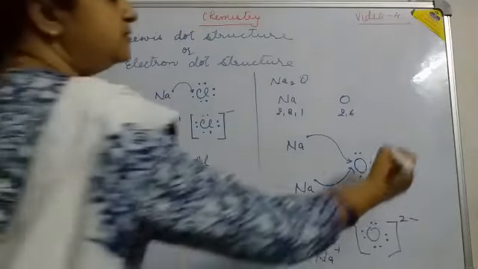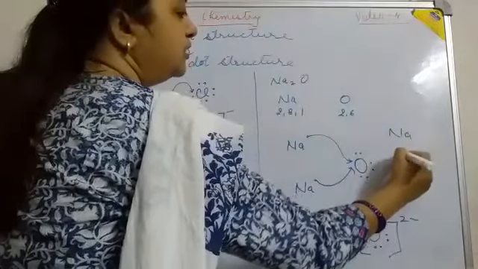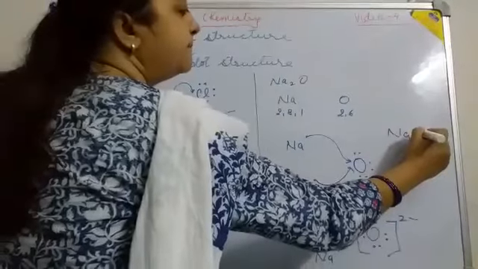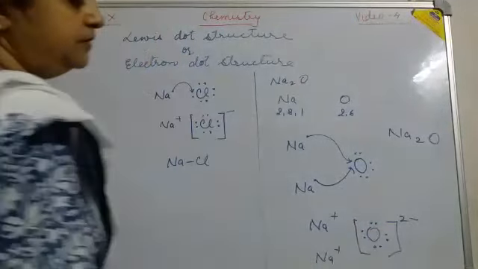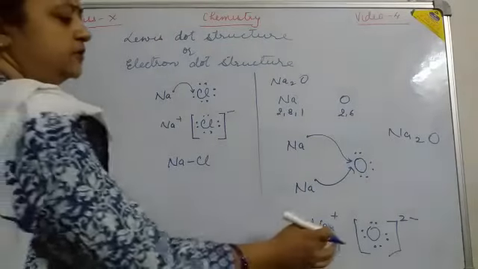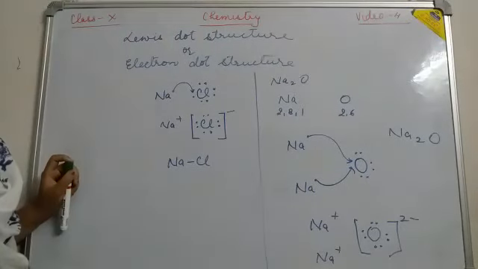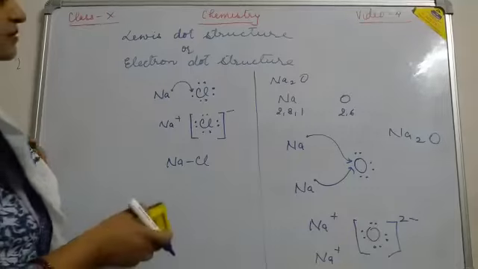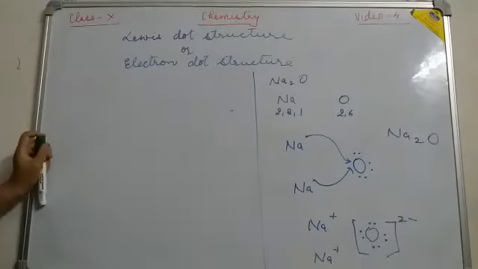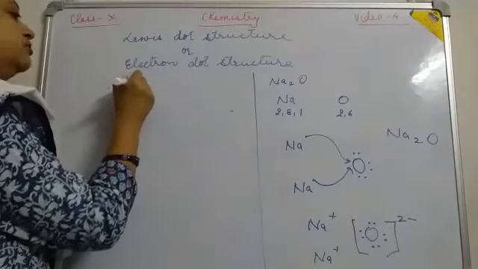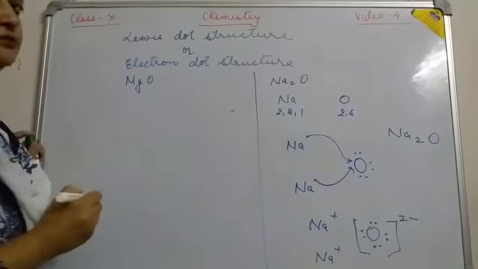Now they become sodium oxide by forming a bond between these. It becomes sodium oxide. Next example is magnesium chloride and magnesium oxide. First consider magnesium oxide because it is easier than magnesium chloride.